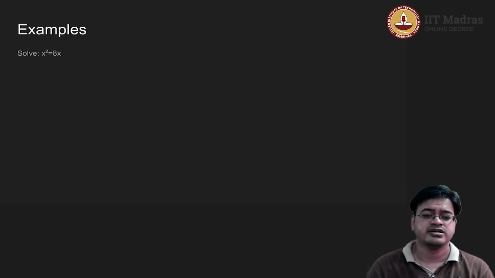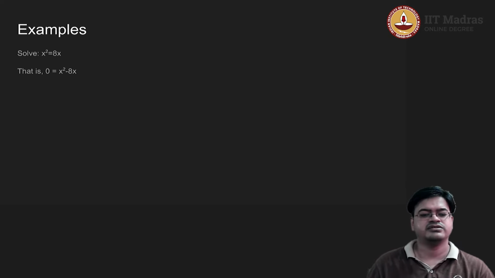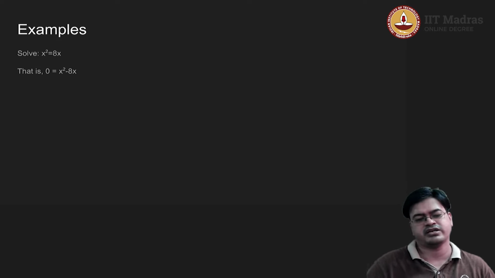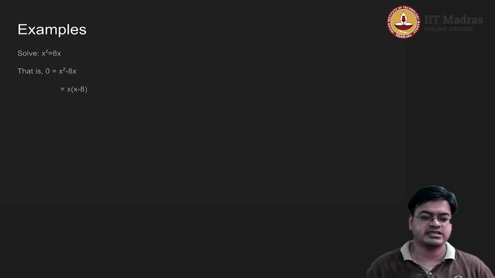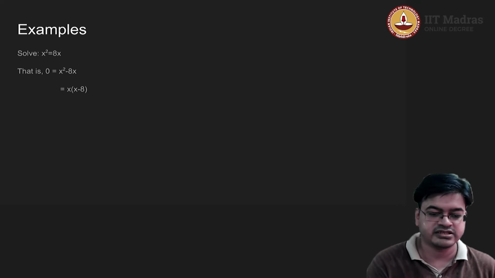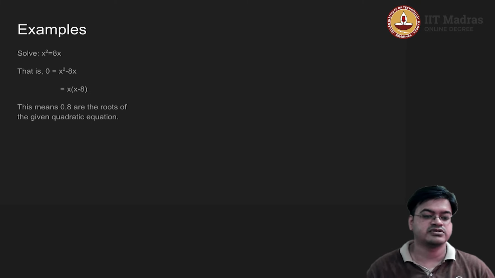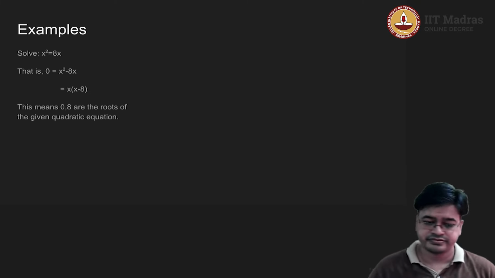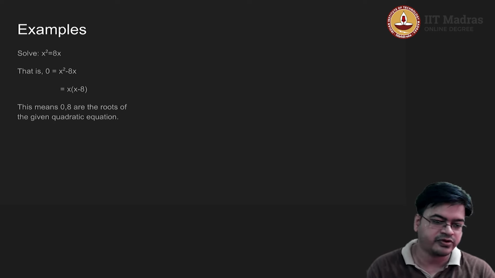Now here you don't really need the FOIL method. What you need is just rearrange x square minus 8x, and you just take out the greatest common factor, which is x. So this will give you x into x minus 8. So if I want to solve this, I know x minus 0 and x minus 8 are the factors. So 0 and 8 are the roots of this given quadratic equation. Simple. This solves our problem for such a simple case where the constant term is absent.